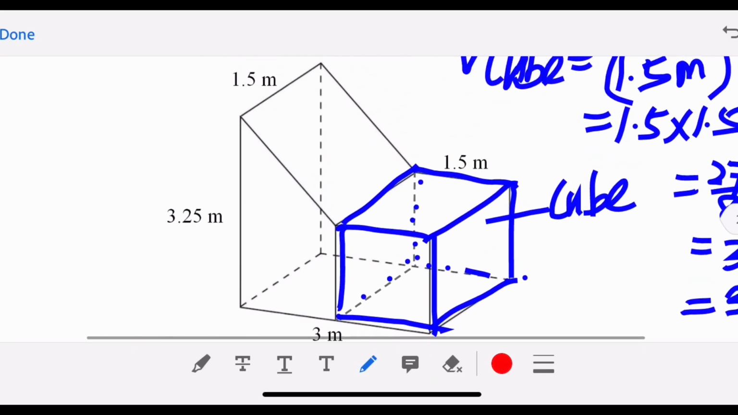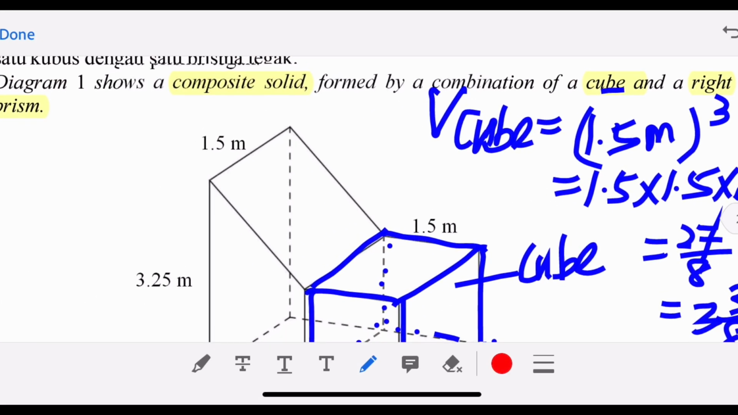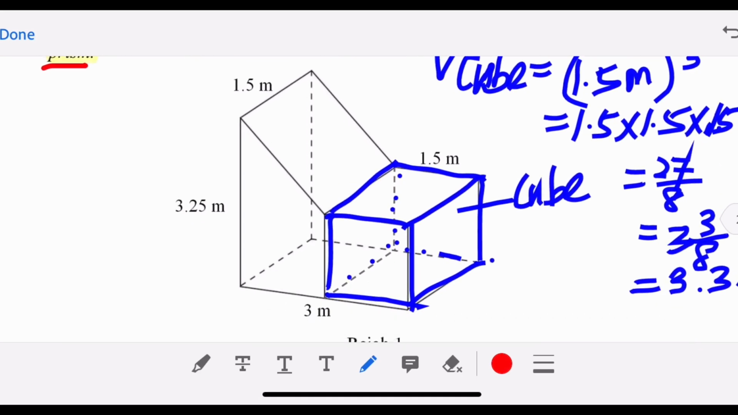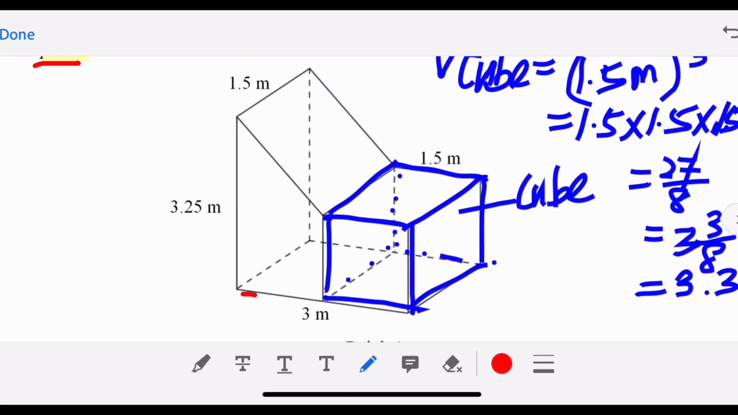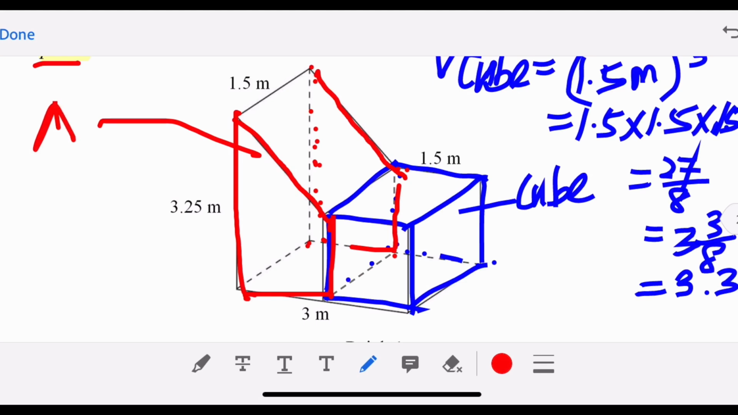We want the volume for the composite solid, so we have to take the volume of the prism. Let's calculate the volume of the prism before we add it to the volume of the cube. For the prism, we always need to identify what we call the cross section area. The cross section area consists of the two faces that are uniform. You have to identify two faces that are identical. It's just like twin brother and sister, they are equal, alike.